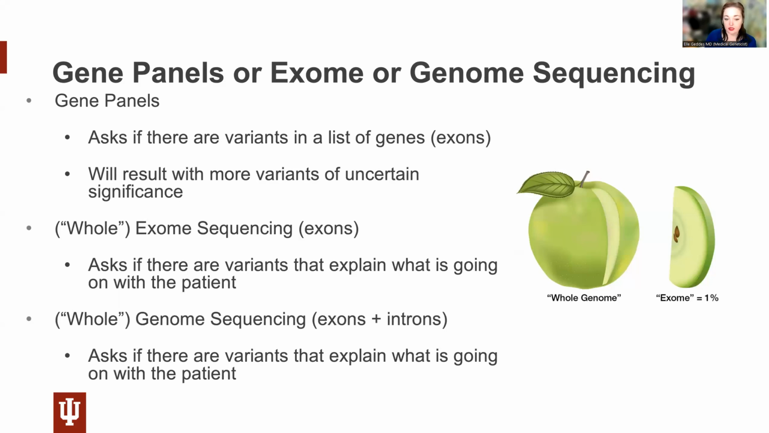The other test we hear a lot about is genome sequencing. Once again, it's not actually whole. It leaves out pretty large portions and chunks of the library. But once again, the parts that we are mainly interested in and focus on. And so that does most of our DNA and most of the book cases. And again, the question asked by this test is, are there variants that explain what's going on with our patient?